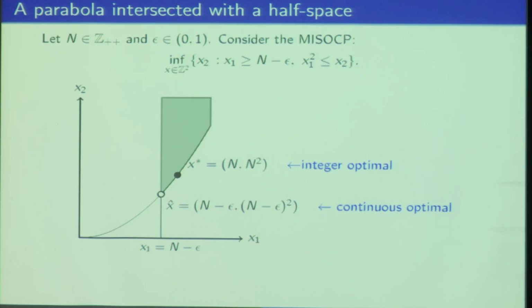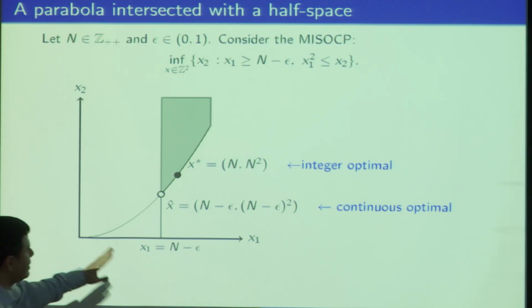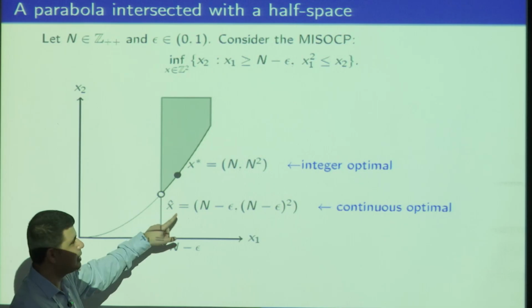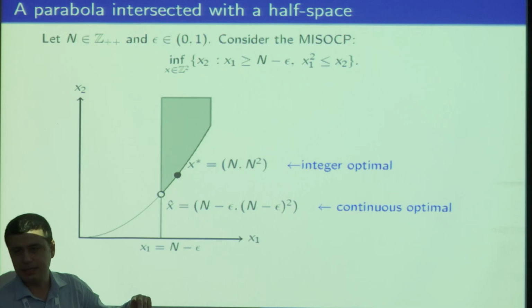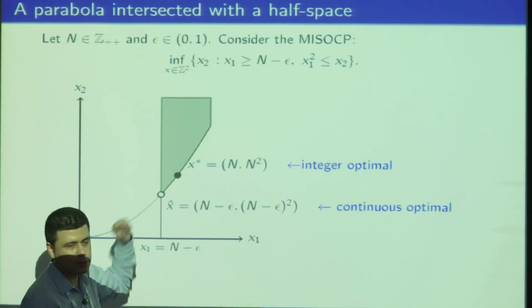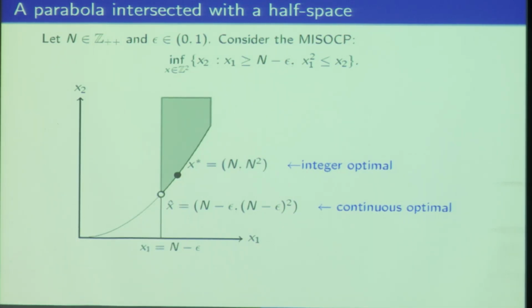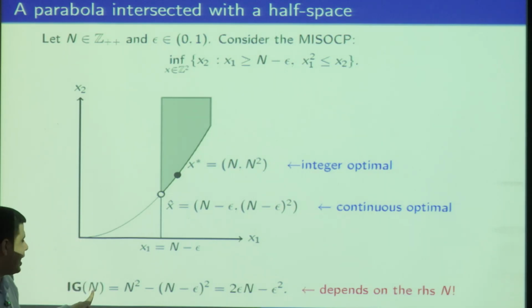So this is the picture. The shaded area is the feasible region of the continuous relaxation. This point xz is the continuous optimal. And if you insist that the variables are integer, the best you can achieve is this solid point. And then you can compute the integrality gap exactly as this. And if you fix epsilon and change n, then as you can see, this goes to infinity. All right, so this is a fictitious example, of course, but right-hand side dependence might show up for MISOCPs.